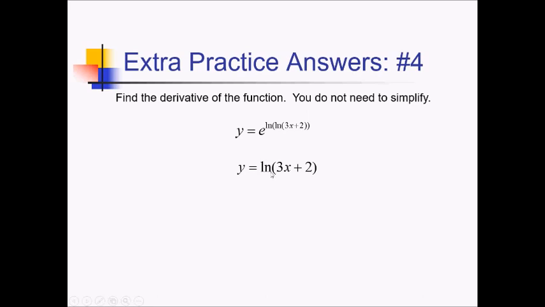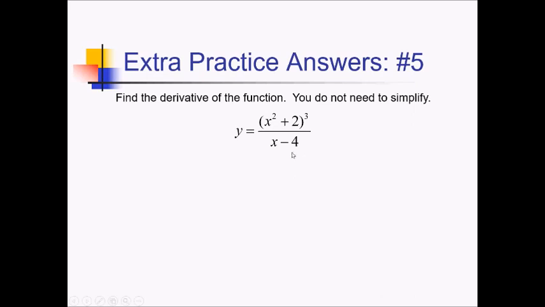And now this is ln of something, so taking the derivative of the outer function, we've got 1 over something, 1 over 3x plus 2. Now we multiply by the derivative of the 3x plus 2, the something. That's going to be 3, and we'll just put that in the numerator.